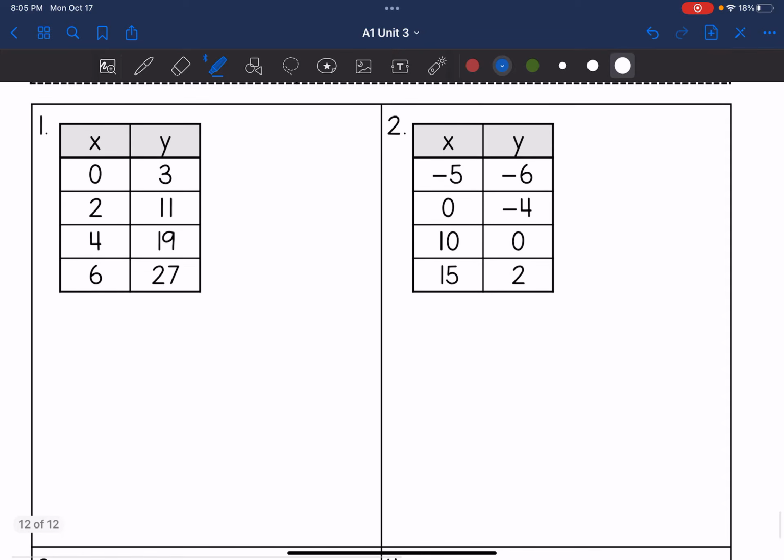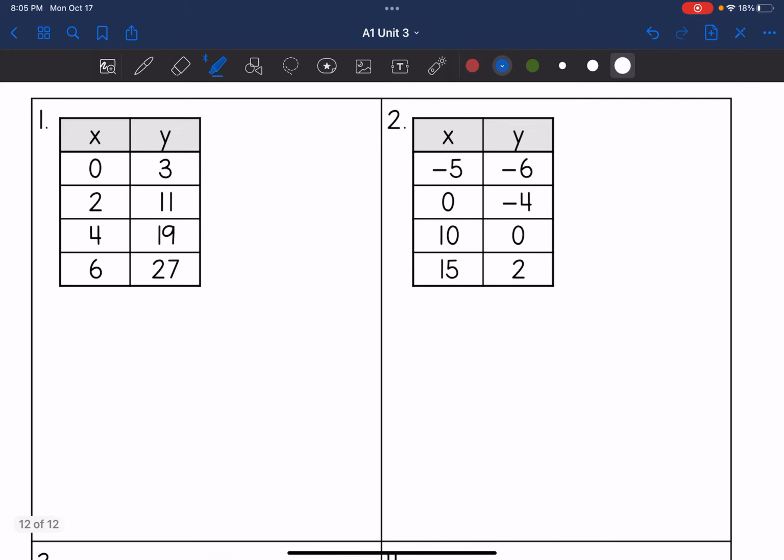So let's look at example number 1. It's easiest to find the y-intercept first. So look at your x column and find where the 0 is at. It's the very first point here. That's our y-intercept. So right next to it, I'm just going to write b equals 3.